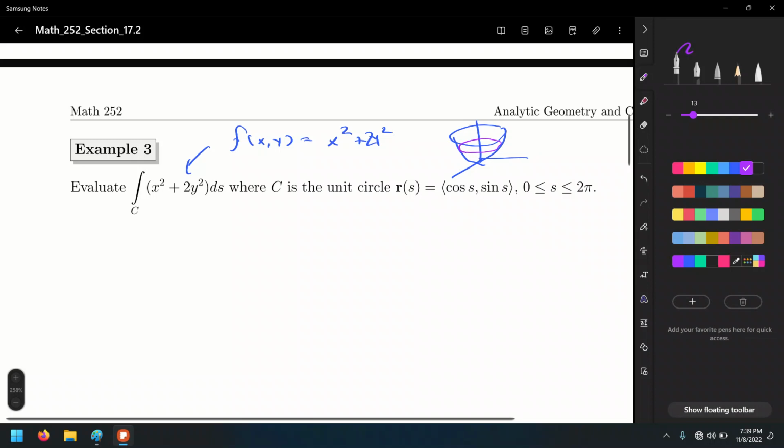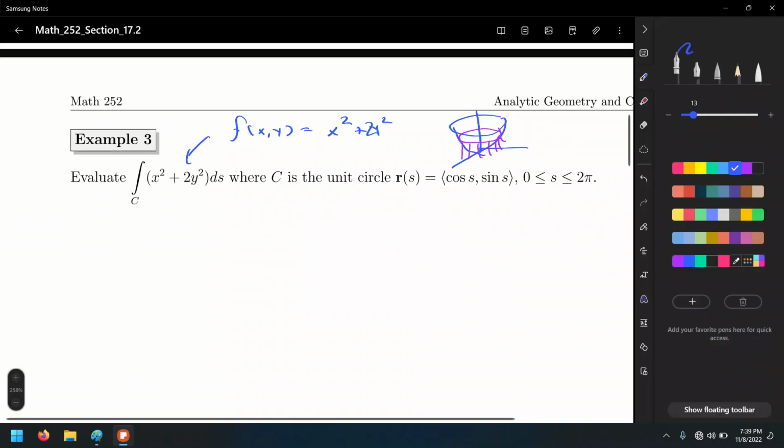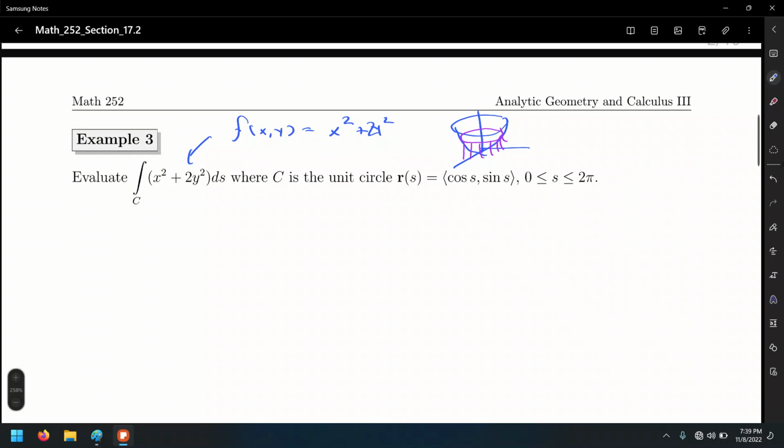However, another way to think of this: suppose we drop a curtain here. We're going to find the area of the entire circular curtain below the unit circle that intersects the paraboloid in this case. All right. Well, so number one, let's evaluate the integral.